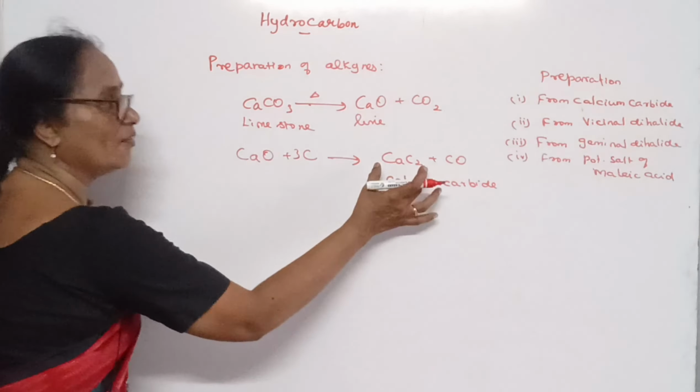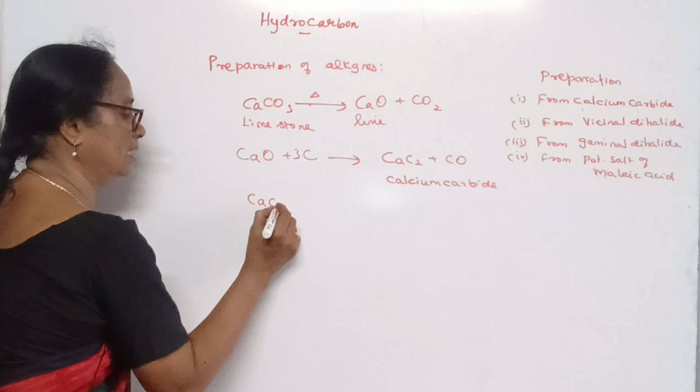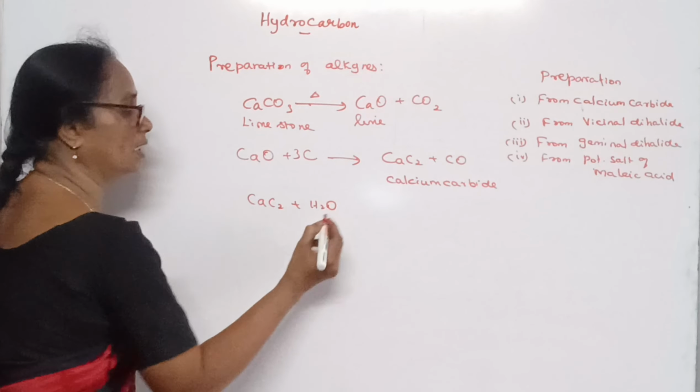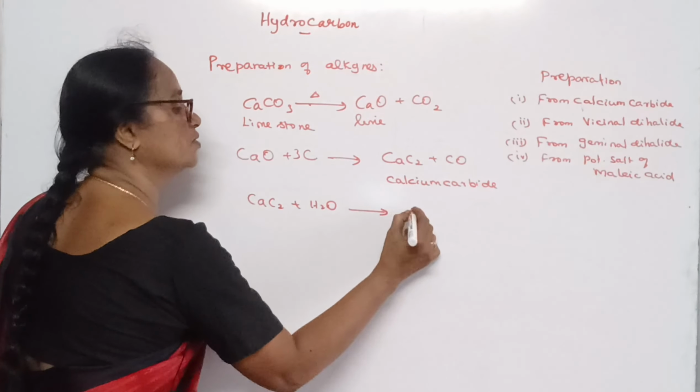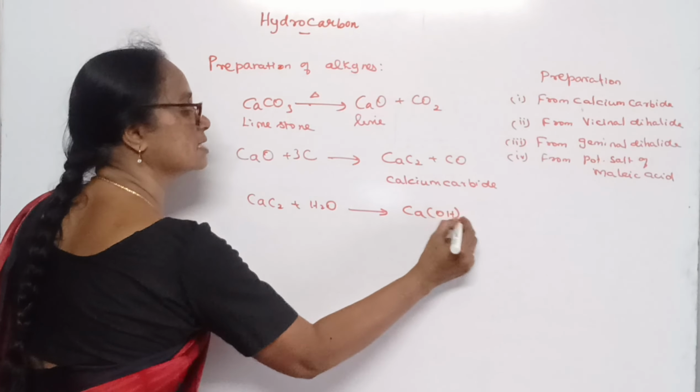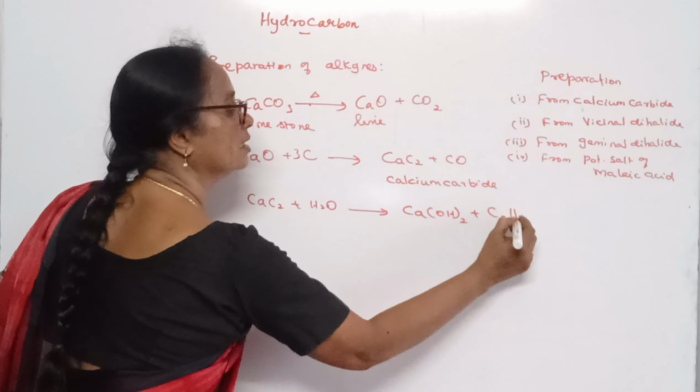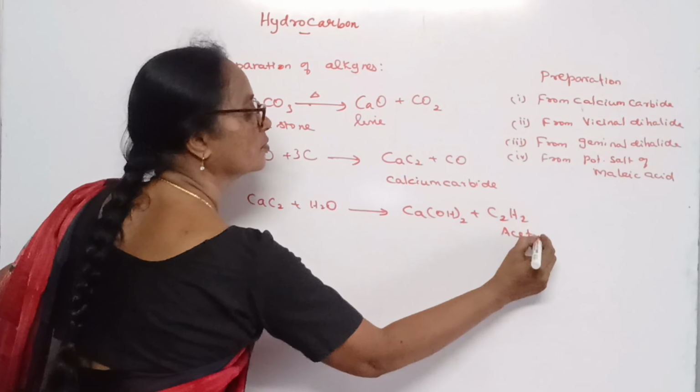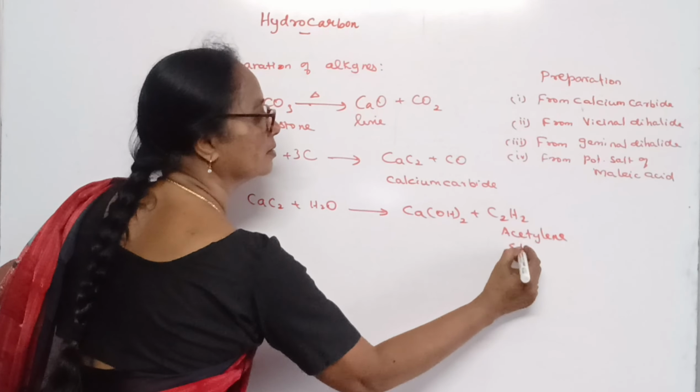And the next step: when this calcium carbide is hydrolyzed by water, H2O, it gives calcium hydroxide and acetylene, C2H2, or ethyne.